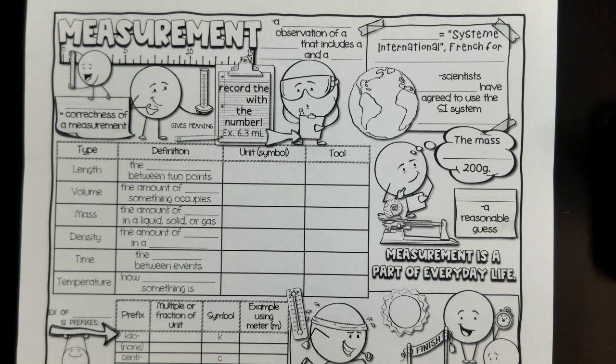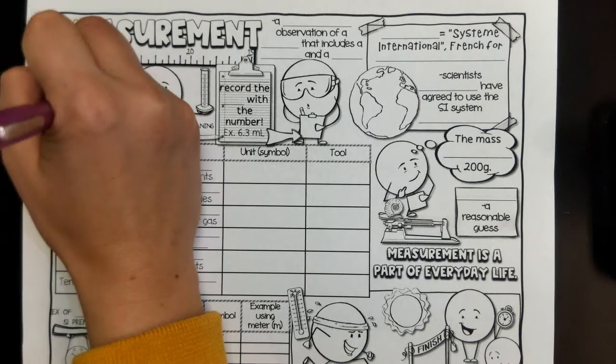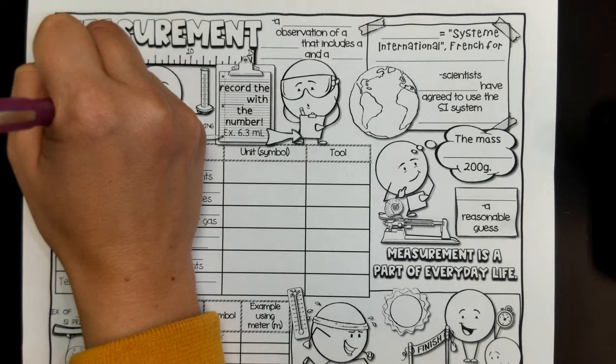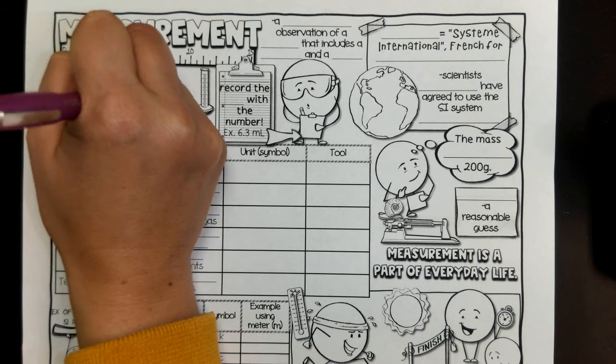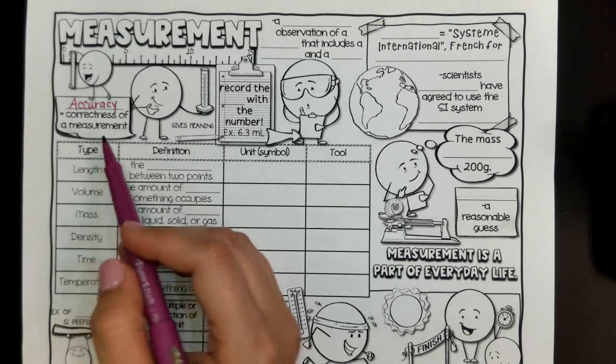So first, when we're reviewing measurement, we want things to be accurate. Okay, so accuracy is correctness of a measurement.